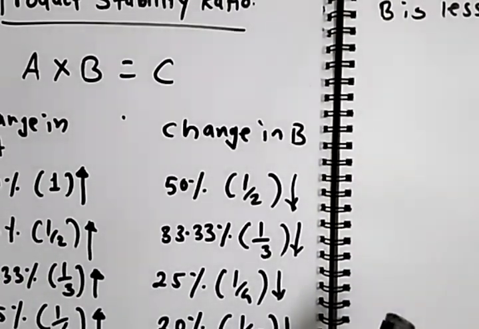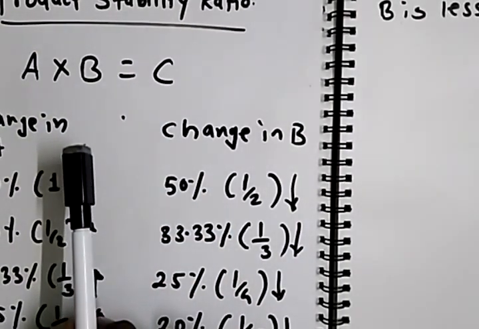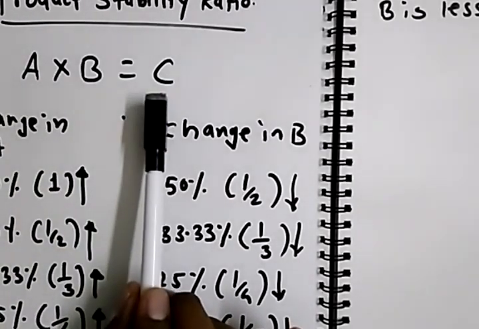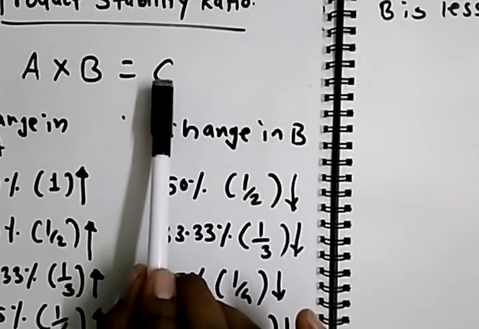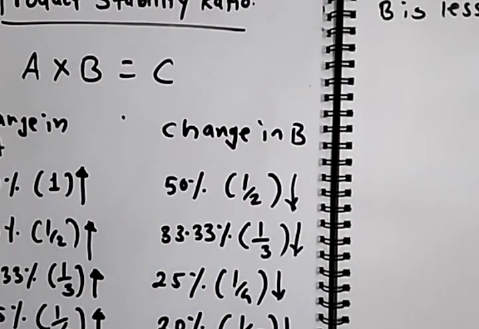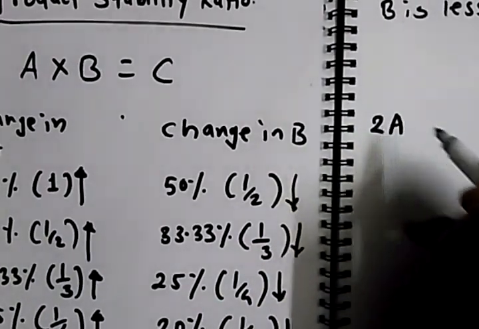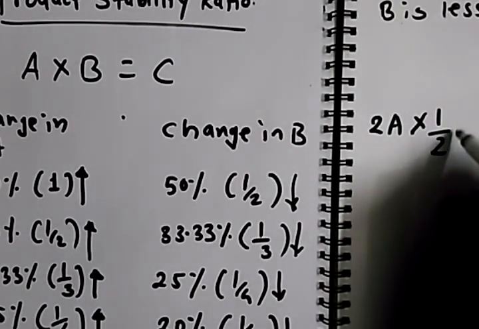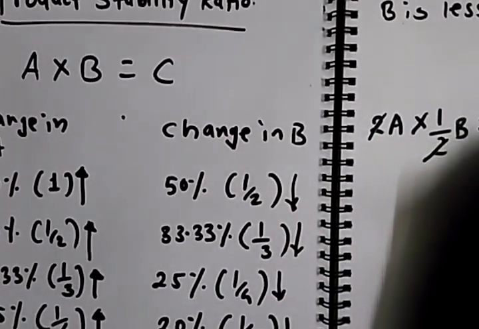Hello friends, the topic is percentages and the concept which we'll study is product stability ratio. Let's say we have this product A into B equal to C. Now let's say we want to keep this C constant. If you want to keep this C constant and if we increase this A, we'll have to decrease this B. For example, if I make this A as 2A, then I'll have to make this B as half B so that this 2 will get cancelled with this 2 and we'll get A into B equal to C.